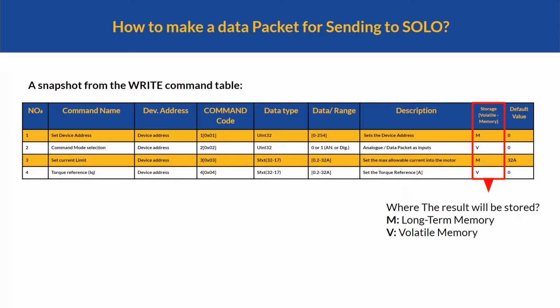It will reside there almost forever as long as you don't change it, which are shown with M, standing for long-term memory parameters. And we have also the volatile memory, which after a power recycle will be forgotten. Normally we store the parameters that are not changed regularly into the long-term memory. For example, the device address is something that we don't change every time, so that's why it stays in the memory.